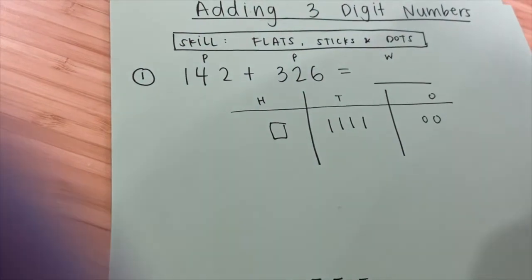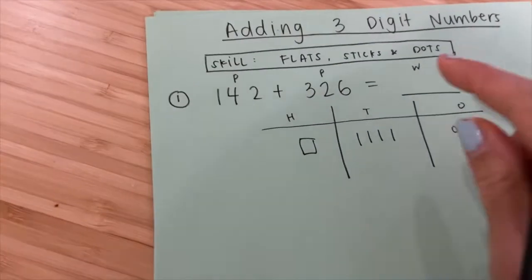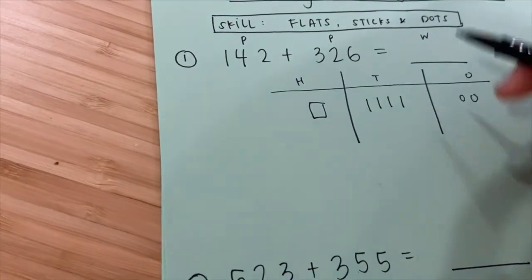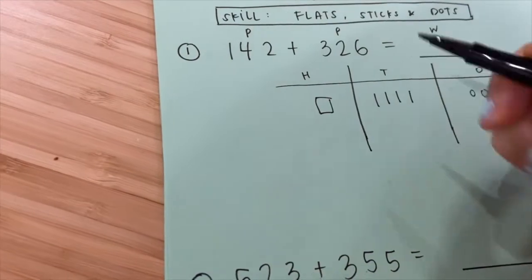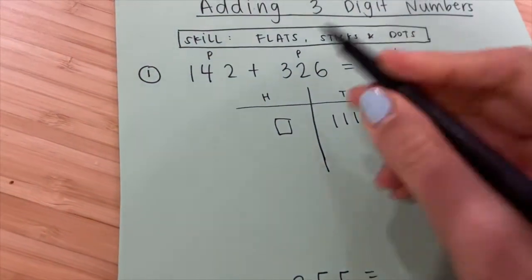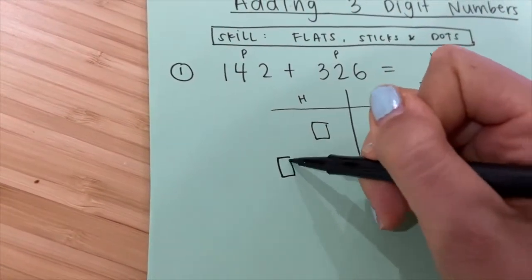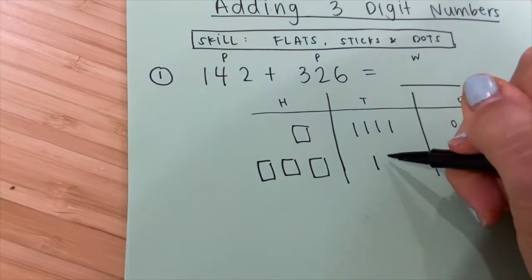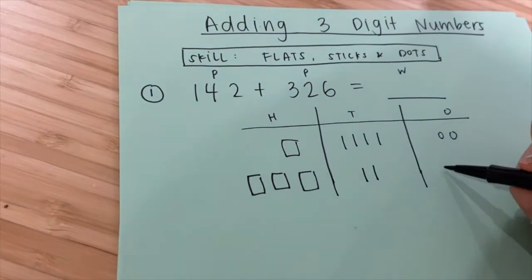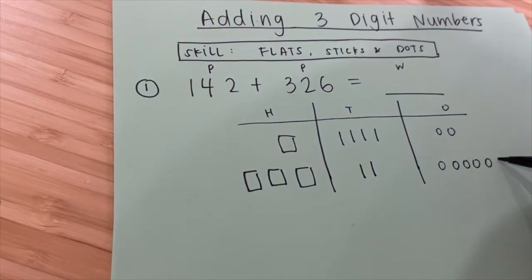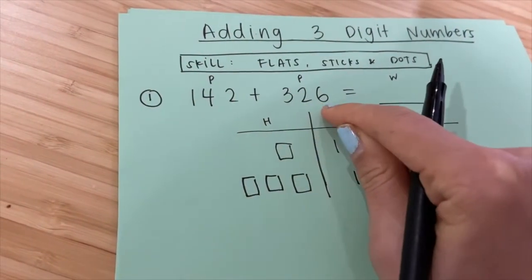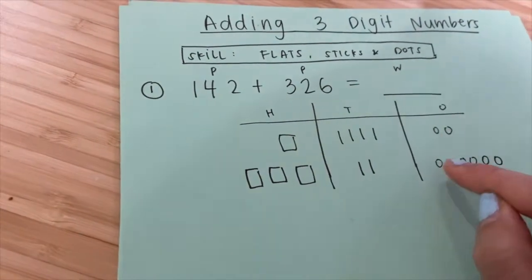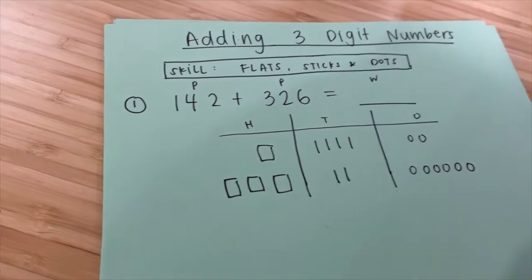Next, here's what I'm going to do to keep my work so organized. I need to draw 326. I'm not going to mix it in. I'm going to draw it on the bottom over here so I can keep it separate. So I'm going to draw 3 flats, 1, 2, 3, 2 sticks, 1, 2, and 6 dots, 1, 2, 3, 4, 5, 6. Because in the number 326, there's 3 hundreds, 2 tens, and 6 ones.